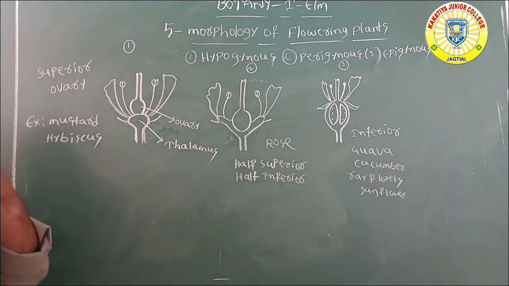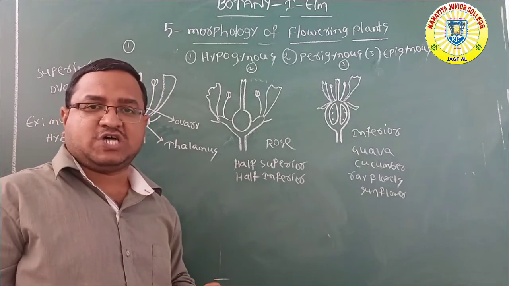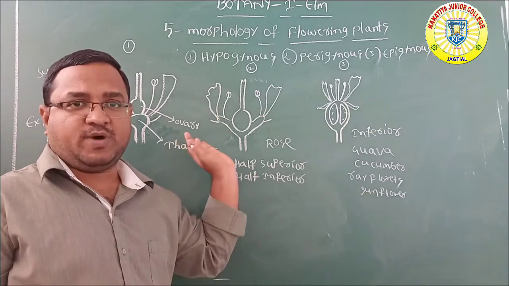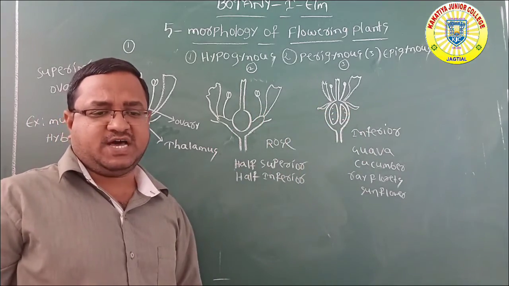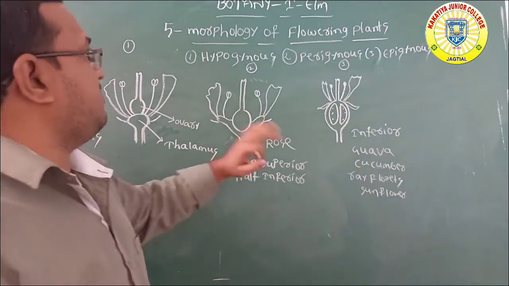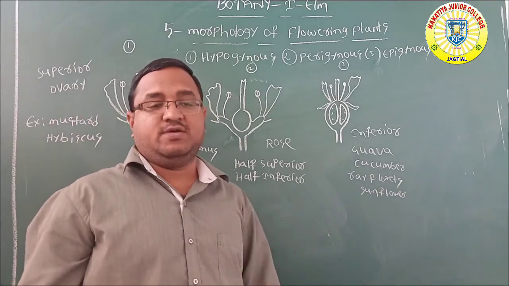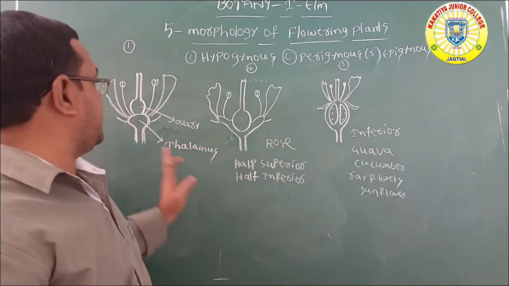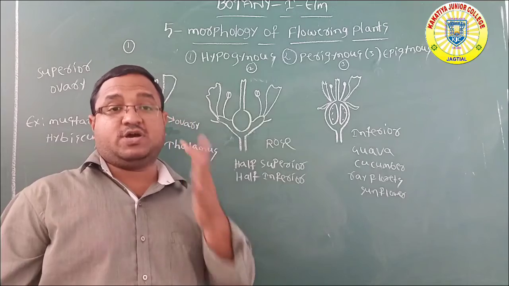So this is about hypogynous, perigynous and epigynous flowers based on the position of the floral parts with respect to the ovary. Superior ovary, half superior half inferior ovary, inferior ovary. Okay, these are the three types of ovaries. Examples also you can remember, children. What are the examples? Three examples are there.